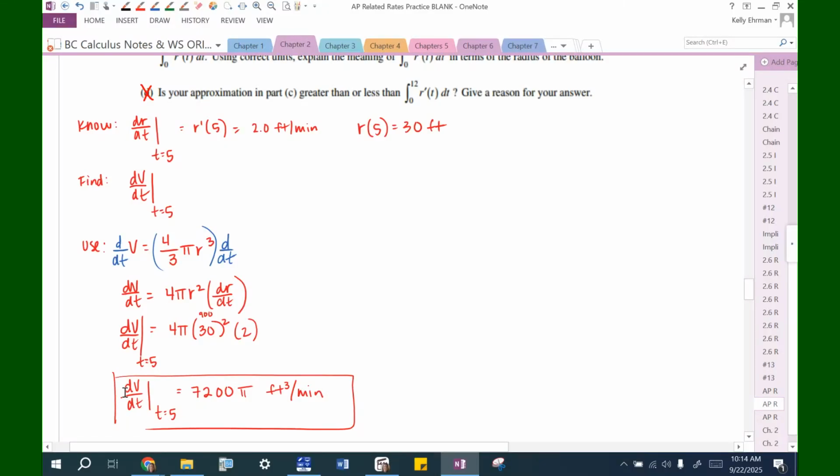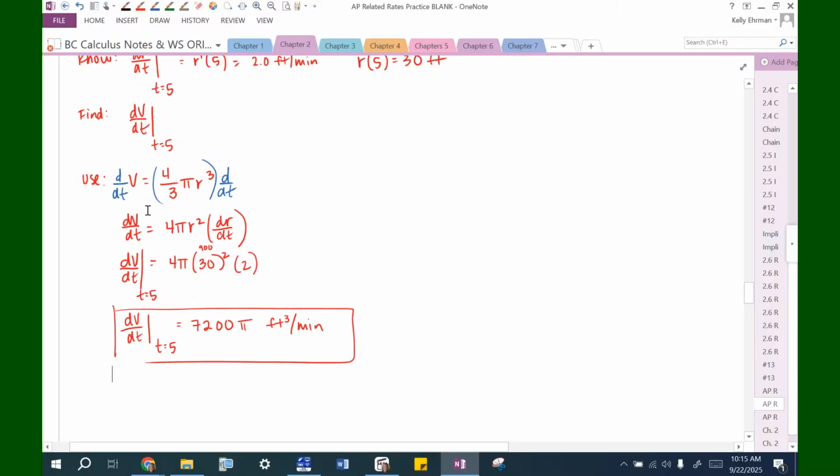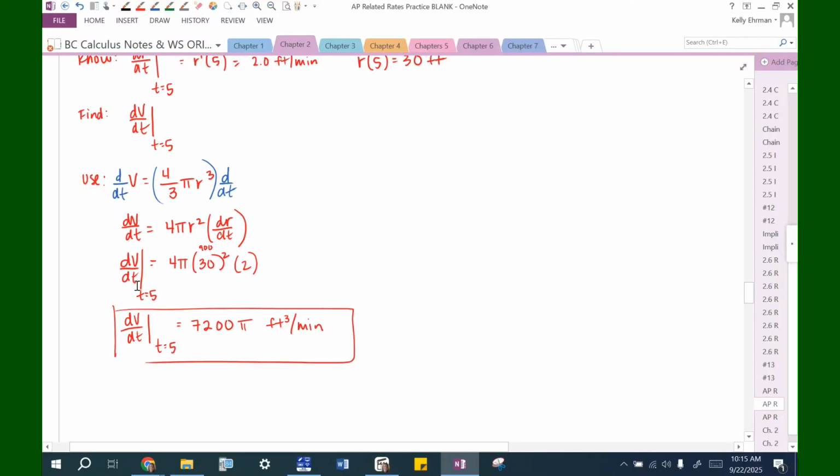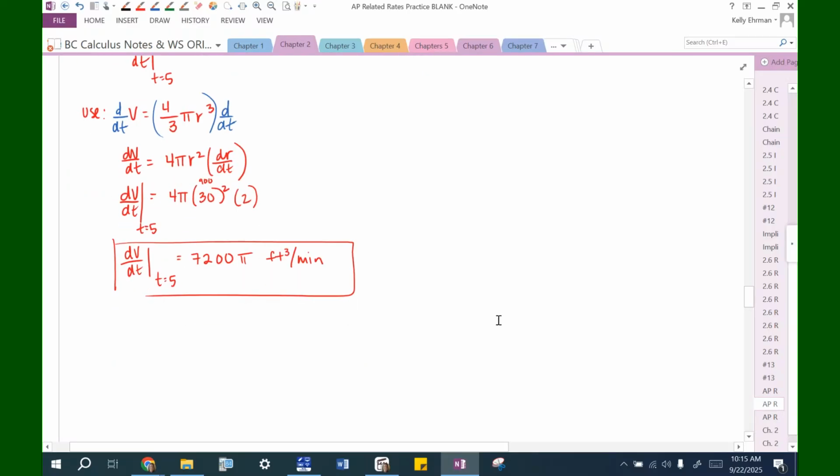I have not been very careful about this in the past, but I'm trying to be better about this because I don't want to have false equivalencies. So you might see on my answer keys where it says dv dt equals this, dv dt equals this with numbers subbed in, and it really should be evaluated at t equals 5. I have not, in past years, done a good job of specifying when I'm evaluating. So we'll try to be better about that this year.